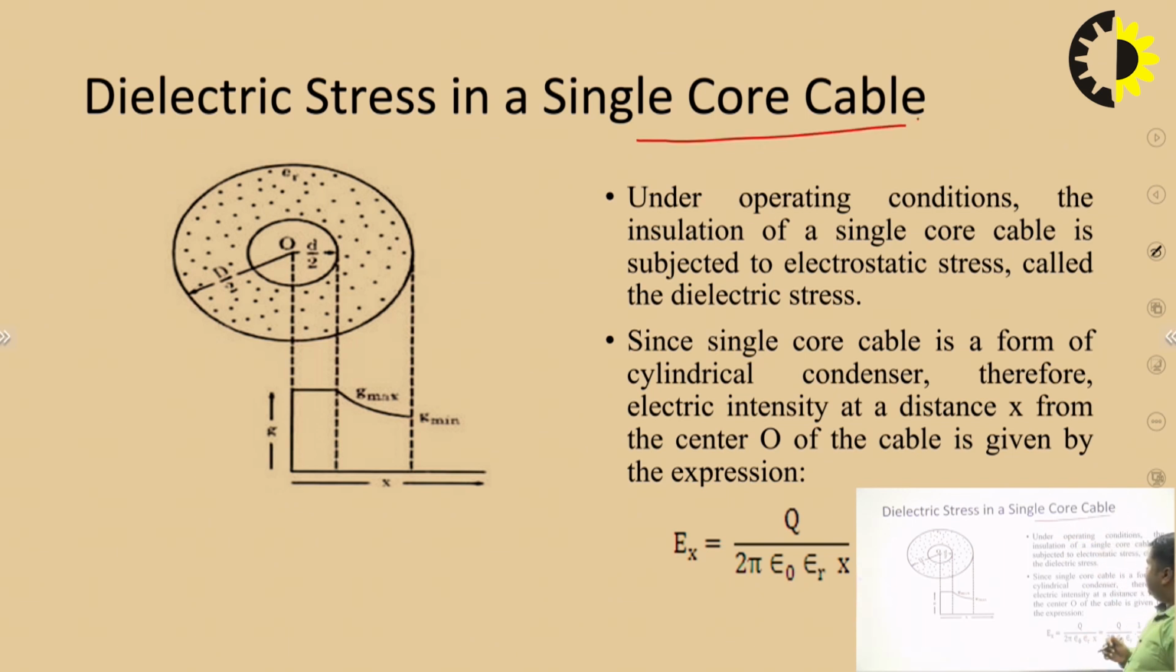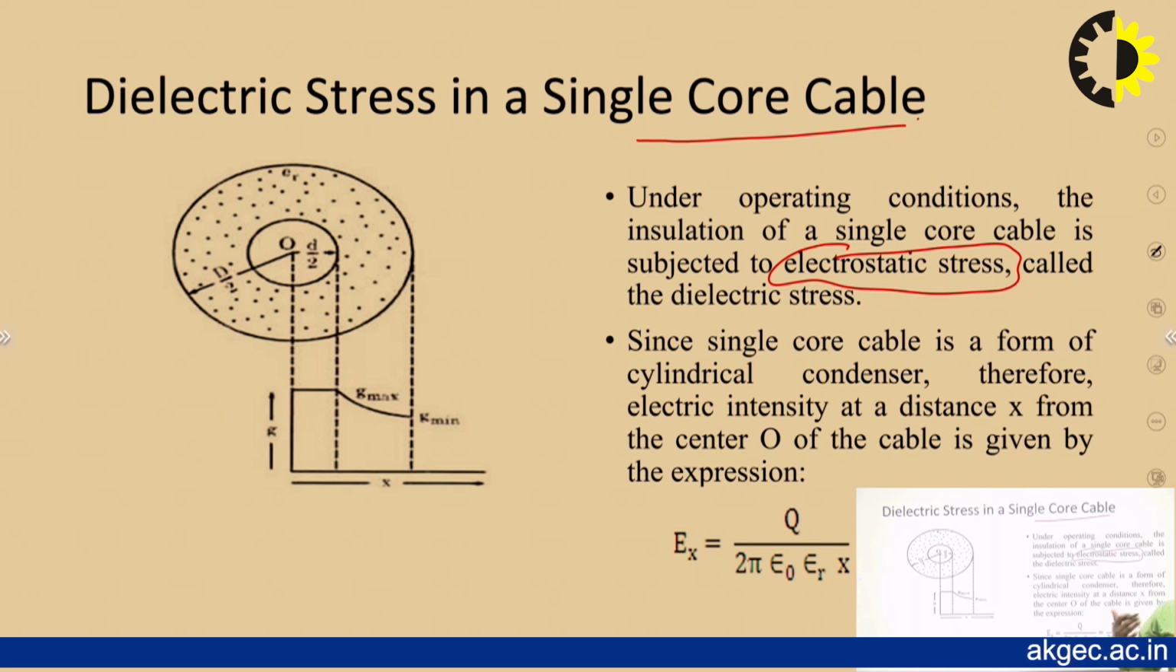In this case, under operating conditions, the insulation of a single core cable is subjected to electrostatic stress. This electrostatic stress is called the dielectric stress. In 2 marks, the question may be asked: what do you mean by dielectric stress for a single core cable? So we will easily see that definition. The insulation of a single core cable is subjected to electrostatic stress in the cable, and that is called the dielectric stress of the cable.